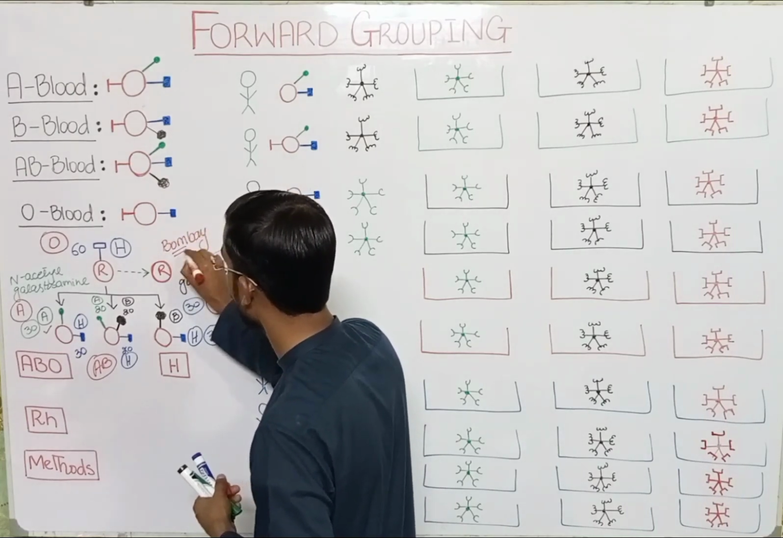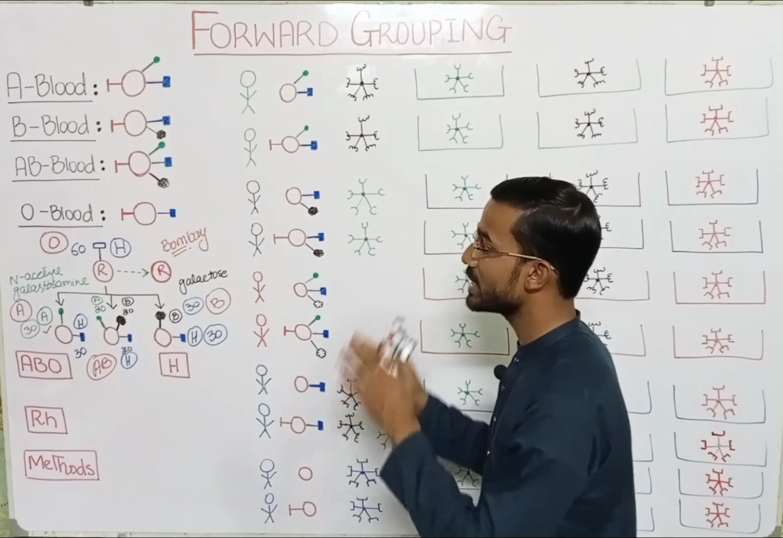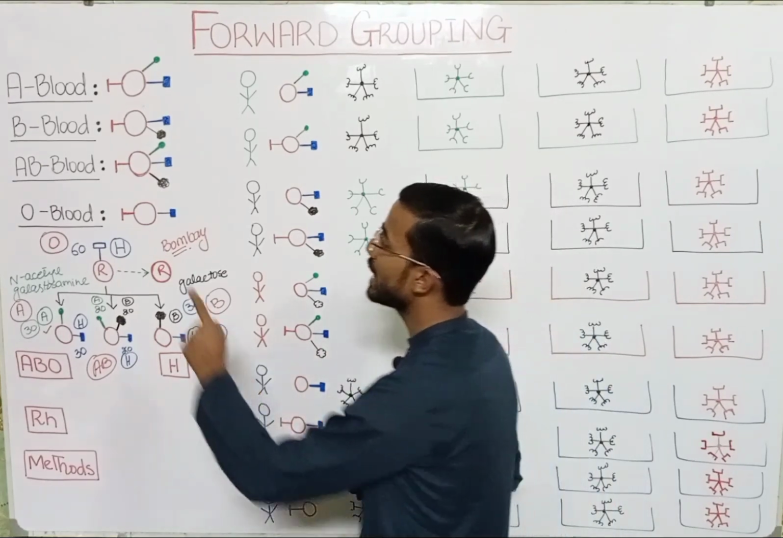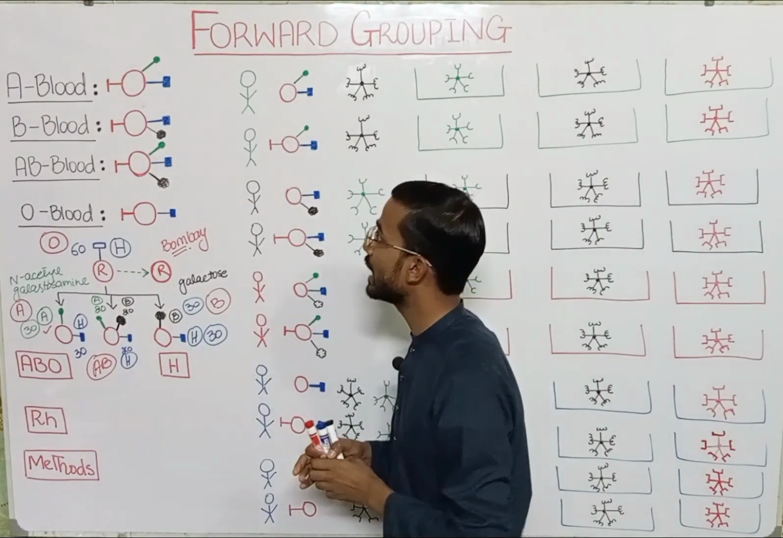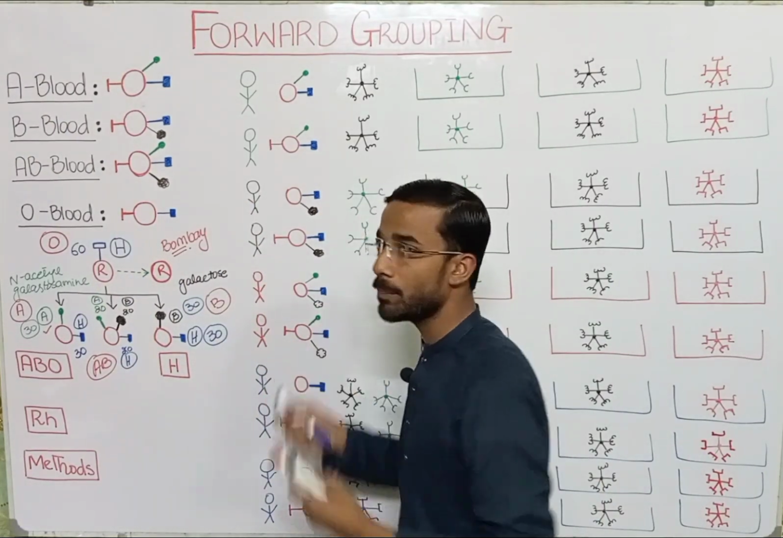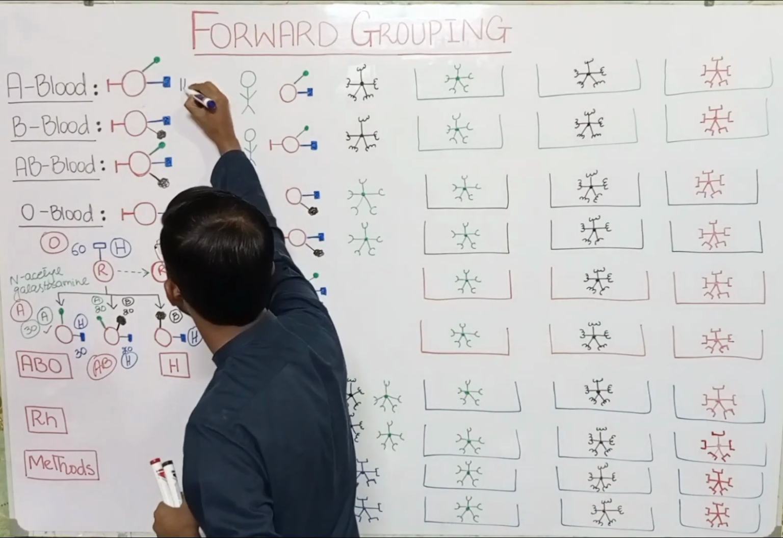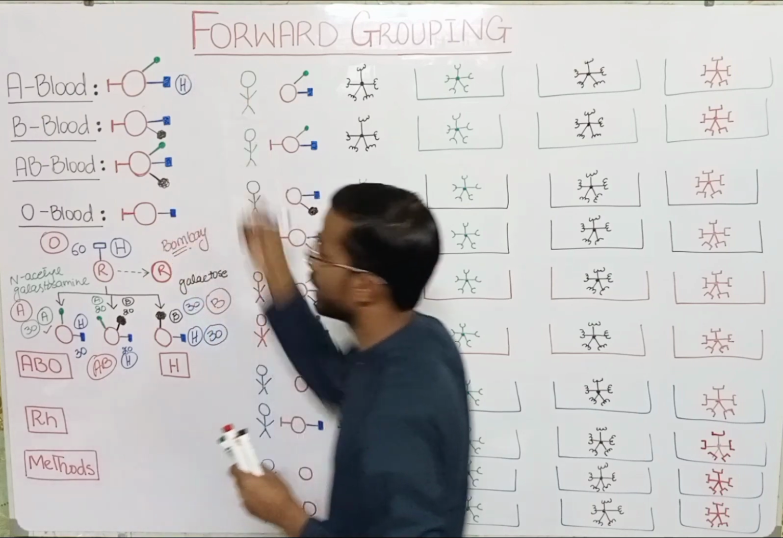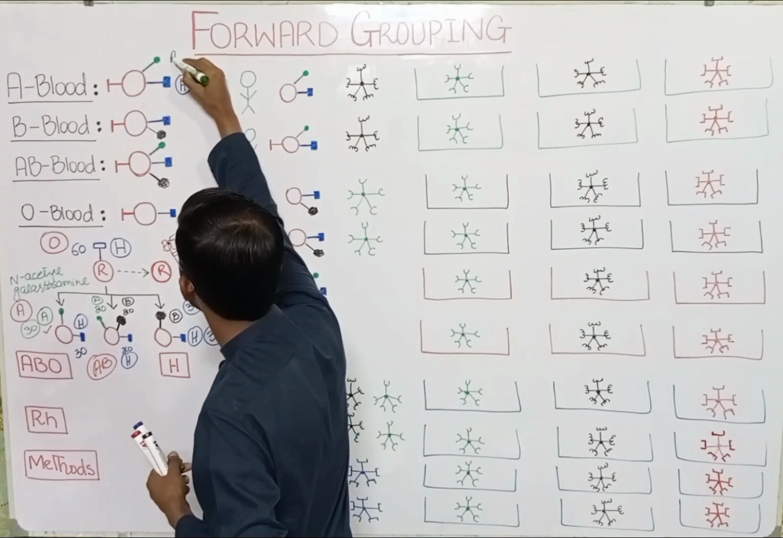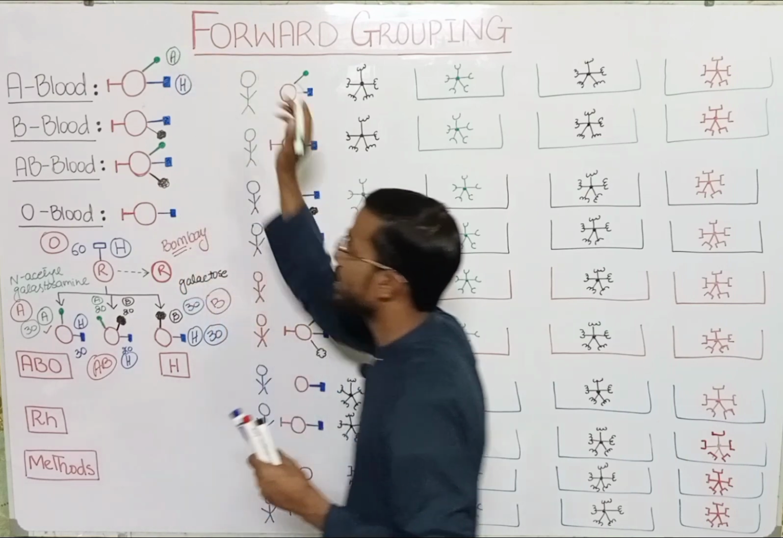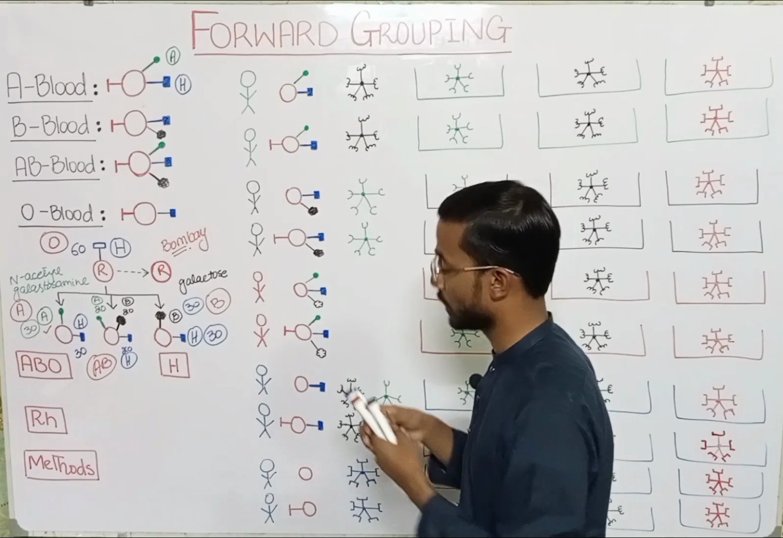What type? Bombay phenotype, which we will discuss later. So here is the basic concept. If we talk about the A blood group, what type of antigen is present on the A blood group? H antigen. So here is the case, H antigen. Second is the A antigen. So these two antigens are present on the A blood group patient.